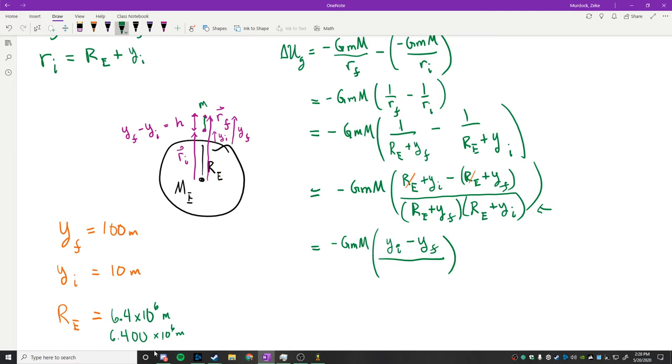Yeah, exactly, that's right. So what we're going to do is assume that the radius of the Earth is significantly bigger than this, which is effectively the assumption we're making here. I'm basically going to make the denominator just the radius of the Earth squared, okay? Then we multiply the negative sign through, and we end up getting G times little m times big M divided by the radius of the Earth squared, multiplied by y final minus y initial.